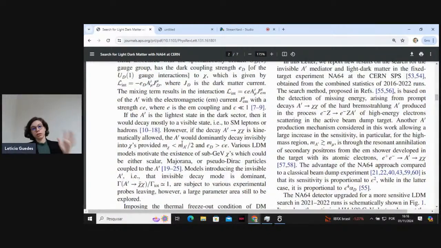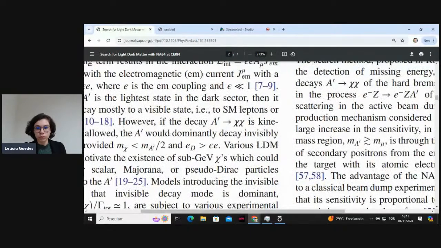So they say that you have two possibilities for this dark photon. You can have this dark photon being the lightest state of the dark sector, which would mean that it would mostly decay into visible states, into standard model particles. Or you can have a dark photon that is more massive than the dark matter, and this will result in the dark photon decaying mostly into dark matter. So this is the case that we are dealing with. I think they tell later that this dark photon is approximately 3 times the mass of the dark matter.